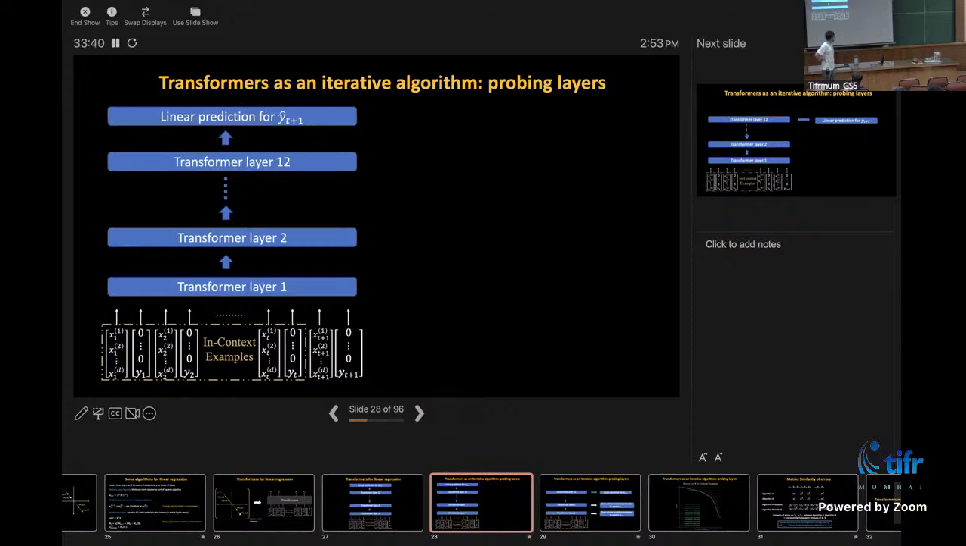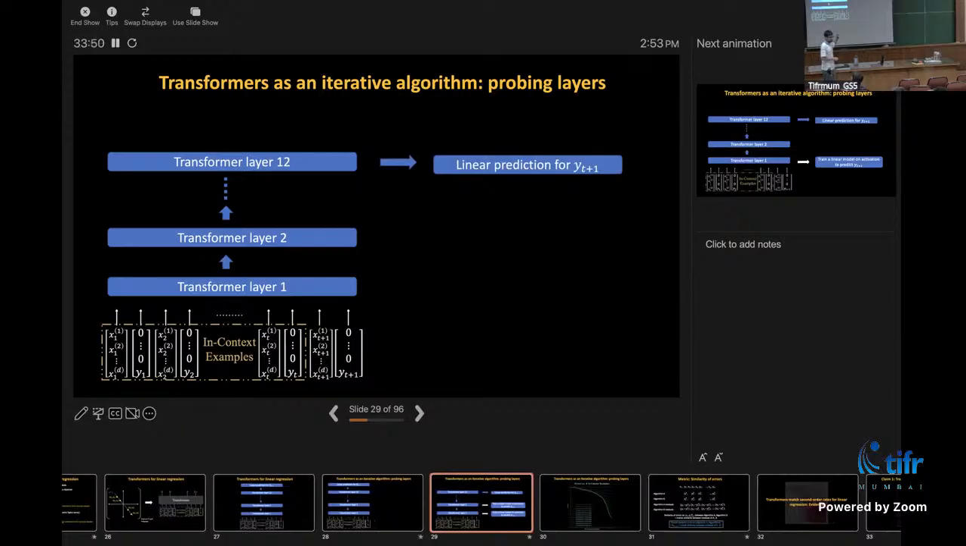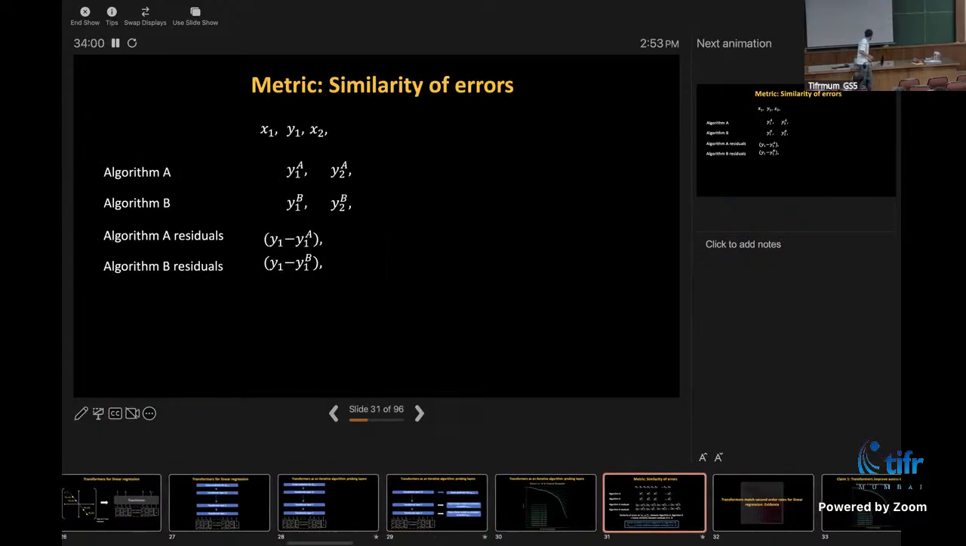So here we want to try to understand what is happening across layers. So we want to probe different layers of this model. And the way to do this is that you can think of the final prediction as this linear probe, this linear predictor applied on the final layer. But you could also train linear predictors on any intermediate layer, for example, the first layer, to try to see what the first.